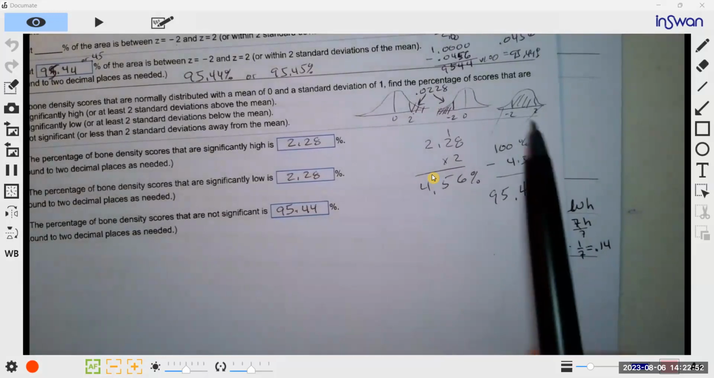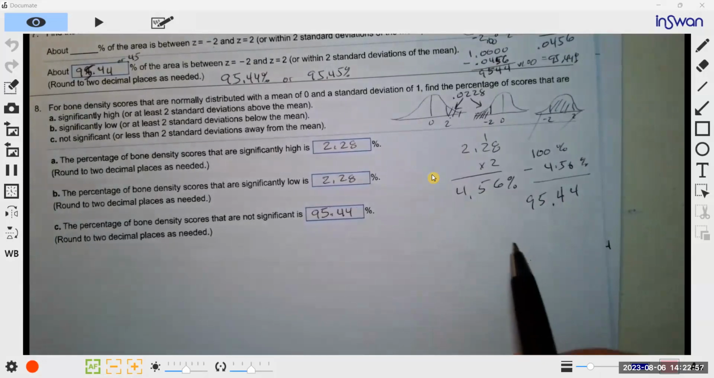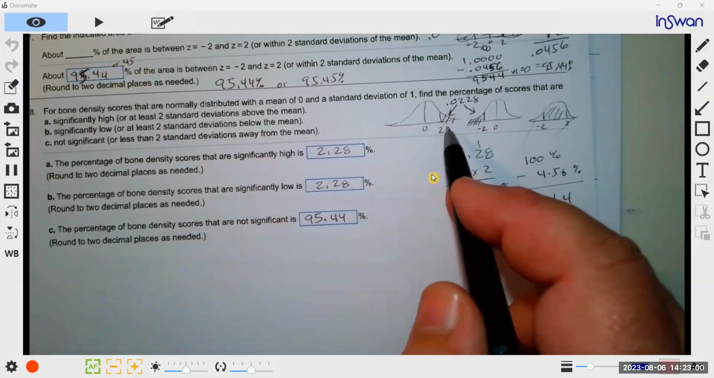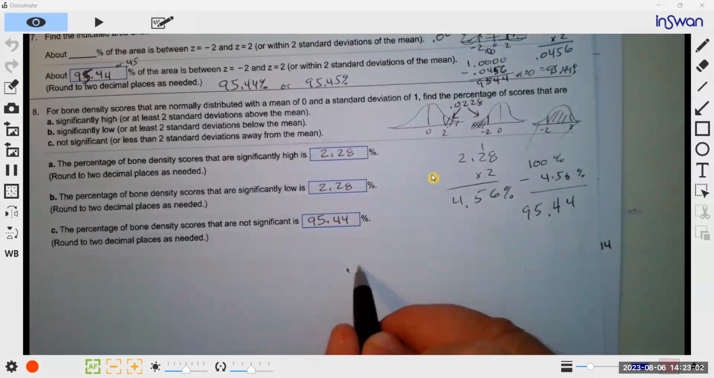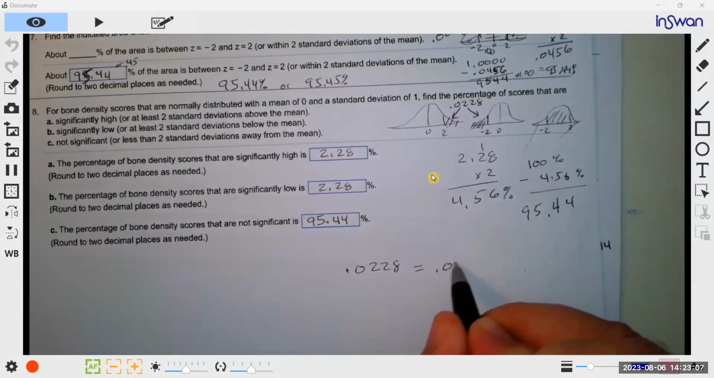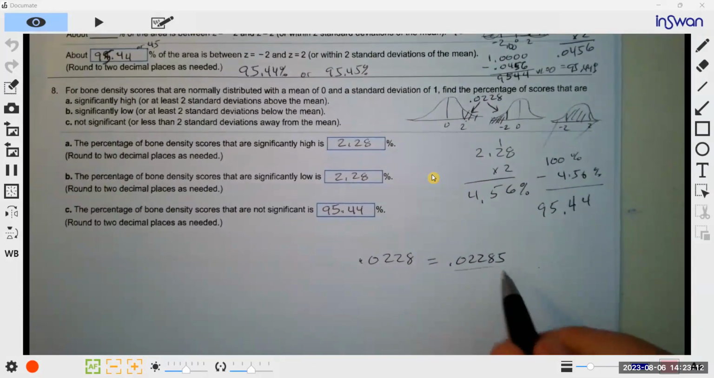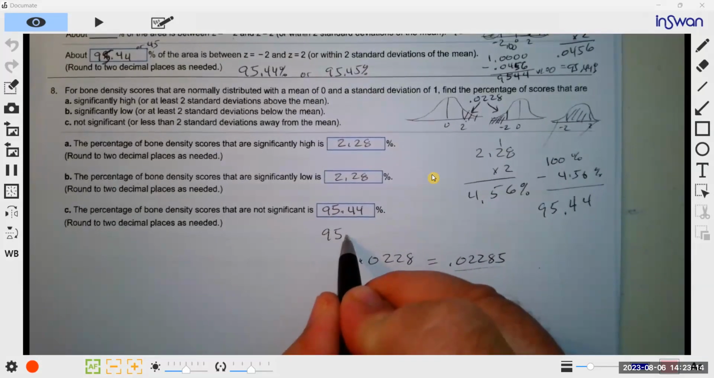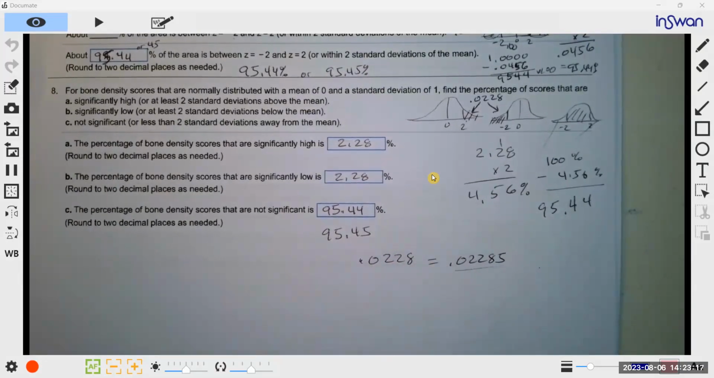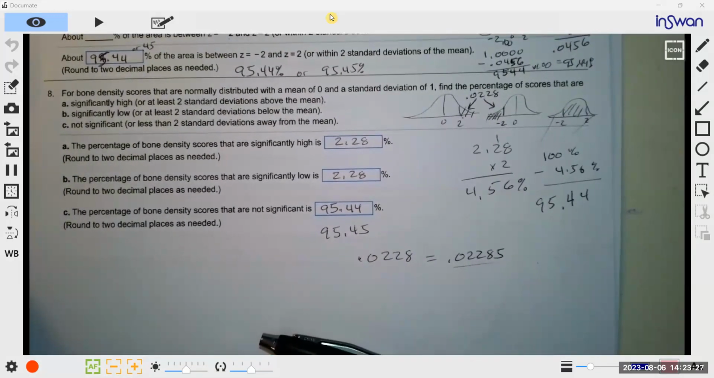Again, if we had another chart that was more accurate, typically some charts will tell you that instead of 0.0228, it'll be even more accurate, 0.02275. So if you use that chart, it's going to be 95.45%. It all depends on the accuracy of the chart that we have. Right. That's it for this section. Good luck, everyone.